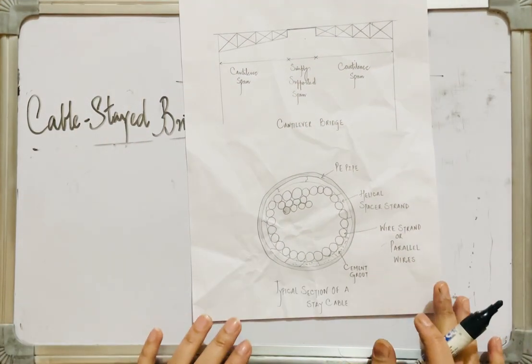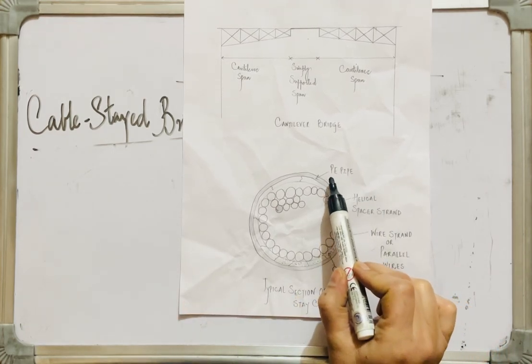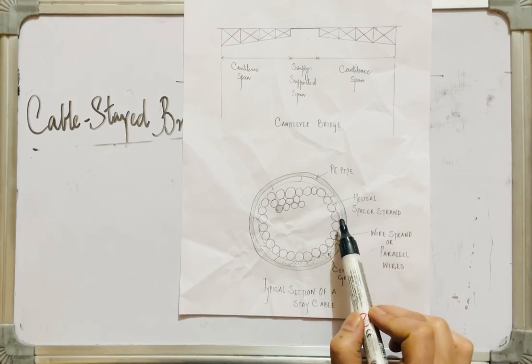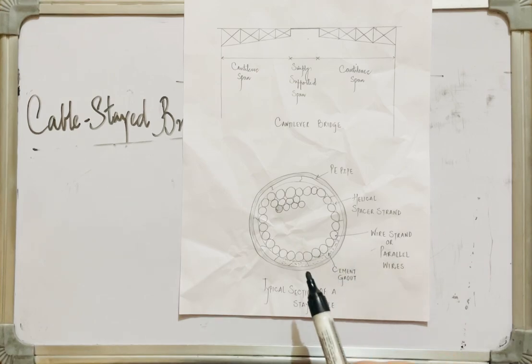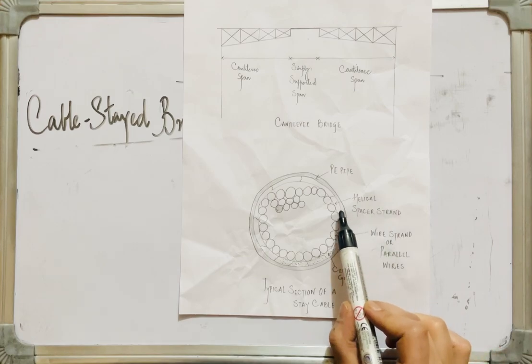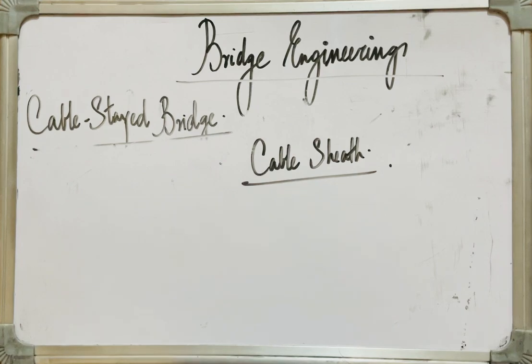This is a typical section of a stay cable, or you may say cable sheath, wherein this is the polyethylene pipe or tube, and then we place these wire strands or our cables inside, and then this is the cement grout. What is its function? I'll tell you. And this is the helical spacer strand. So this forms your cable sheath. Sheathing is done by placing these cables inside black polyethylene tubes so that they are protected from harsh environmental conditions which will cause corrosion and other problems.